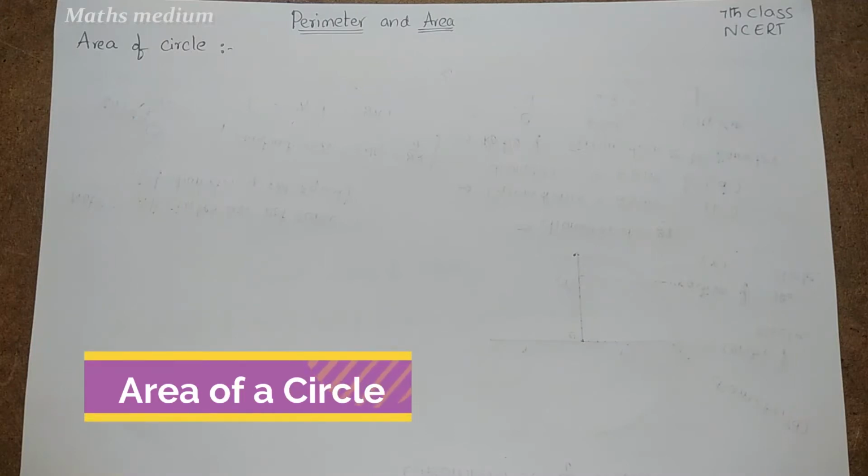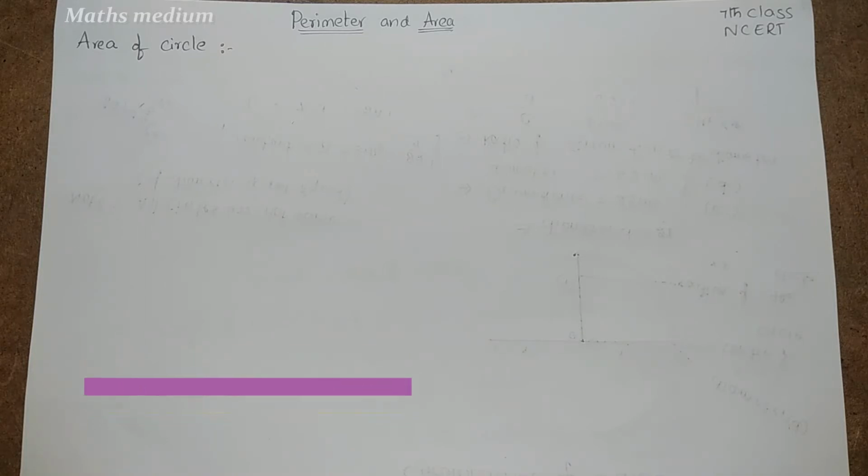Today I came with another topic, that is area of circles from perimeter and area, 7th class NCERT. In previous videos we already discussed the circle and circumference of a circle. This is the topic about the area of a circle. This is a little bit more difficult than finding the area of a square and area of a rectangle.